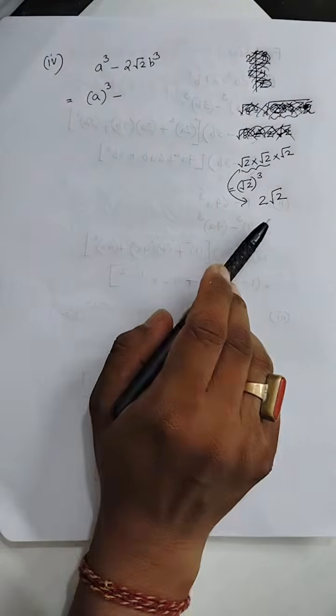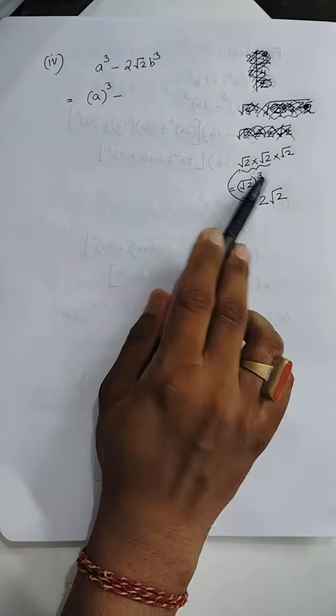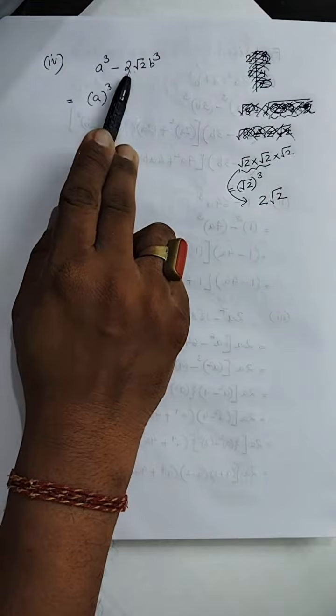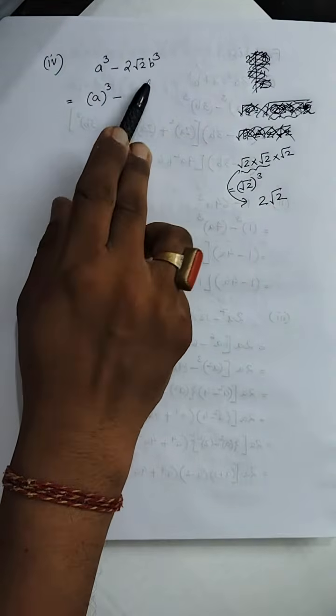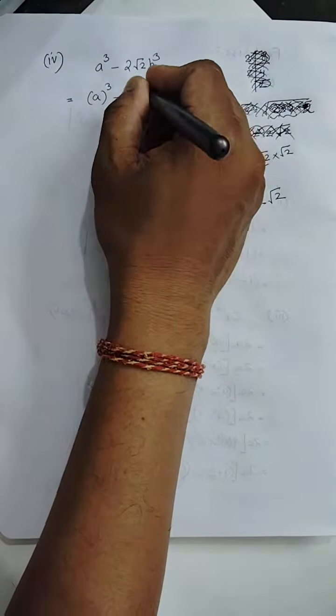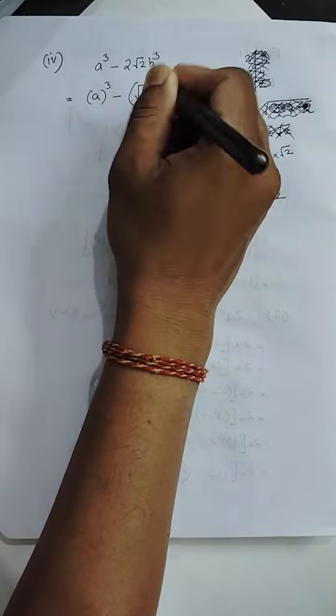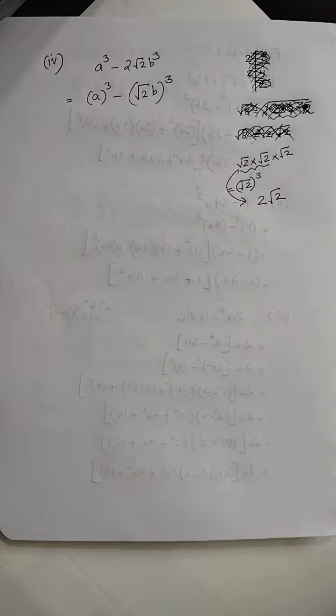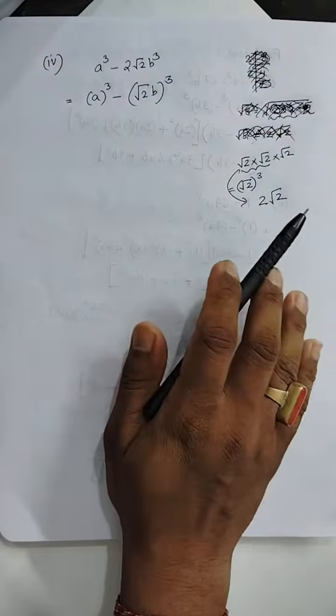Okay, so can we write, if this is correct, can we write 2 root 2 b cube as root over 2b whole cube? Okay, can we write? We can write. Okay, this is the explanation, I'm just repeating it once again.